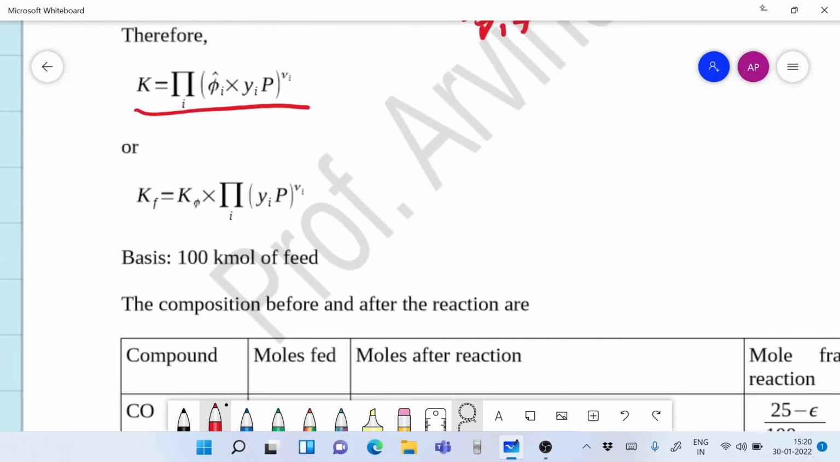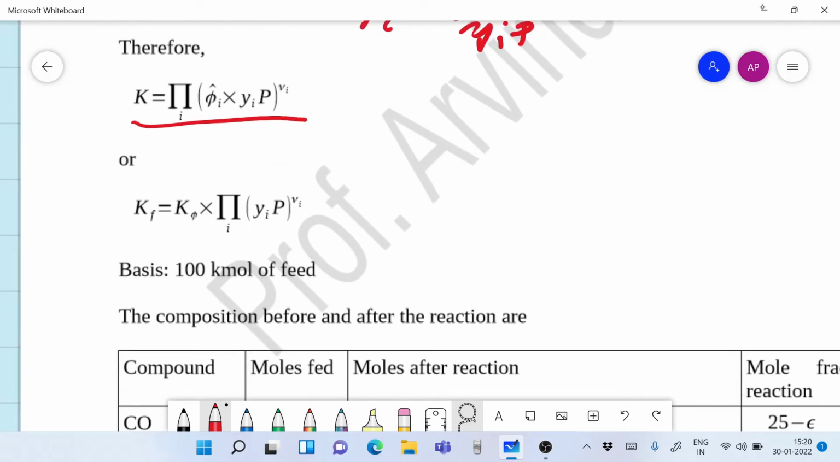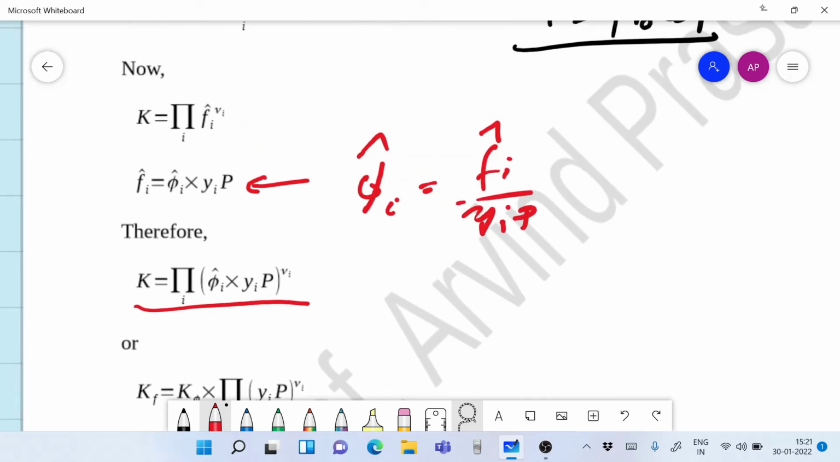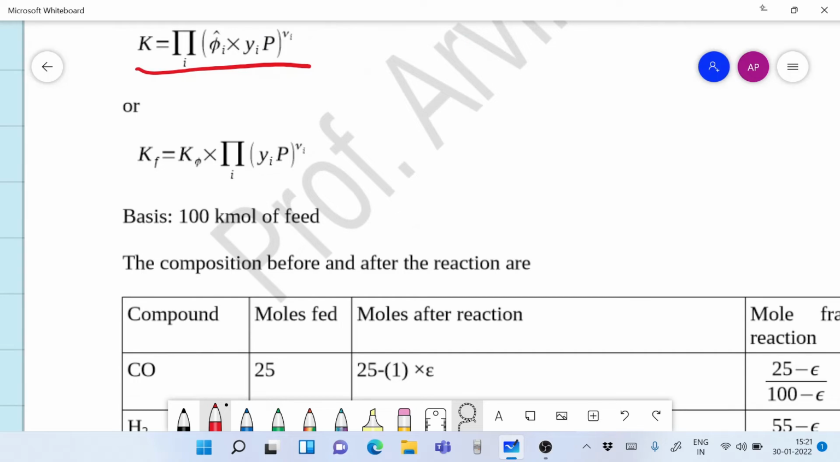and we can write it as K phi into product of Yi into P raised to nu I, where you remove the product of all the phi I's raised to nu I, you take it as one factor K phi, and the K is nothing but Kf, because K here is a function of the fugacities, the partial fugacities. So K is now here Kf.